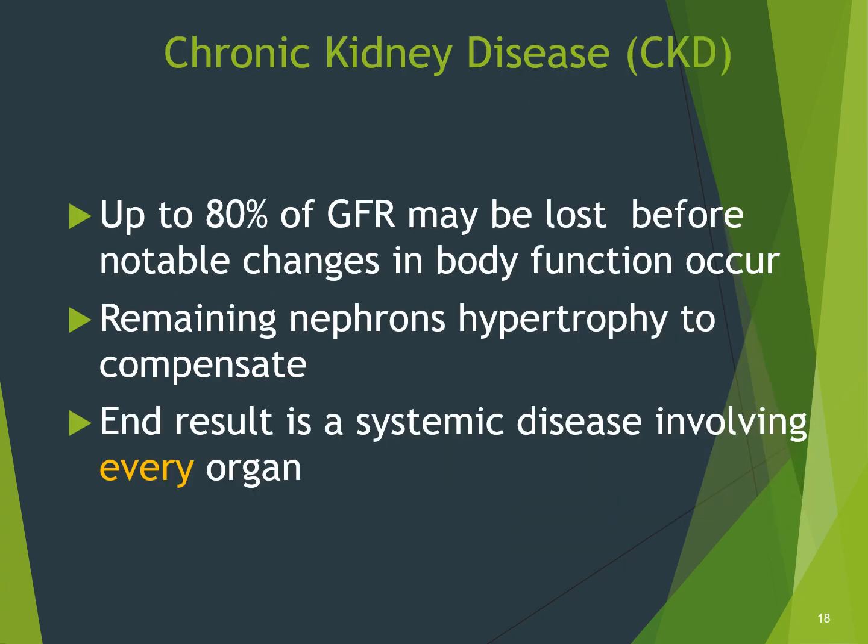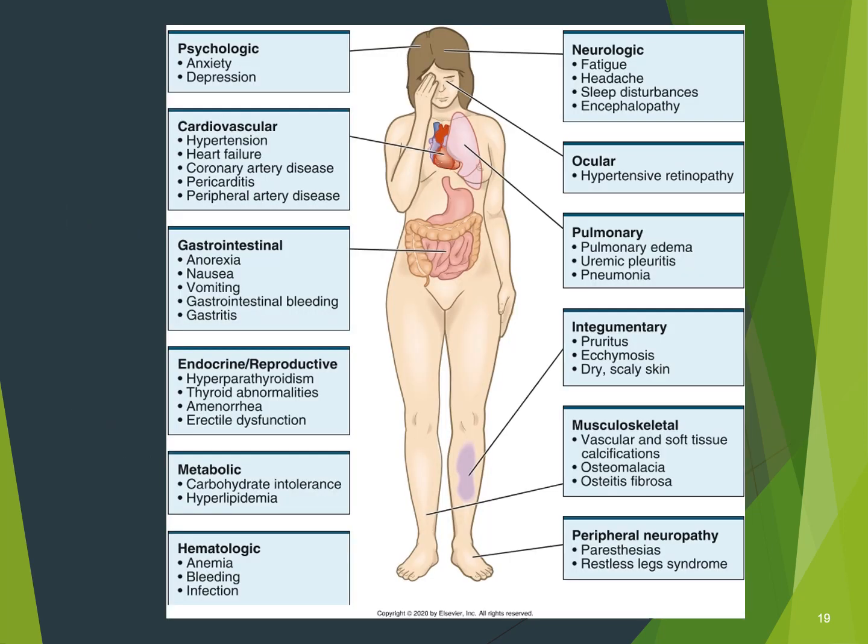Up to 80% of GFR may be lost before notable changes in body function occur. So the kidneys can be actively dying, but there are no symptoms that the body is showing. Remaining nephrons hypertrophy to compensate. So your body's really compensating as long as possible until the end result is a systemic disease involving every single organ. This should be in your study notes, and you should look at this and memorize this.